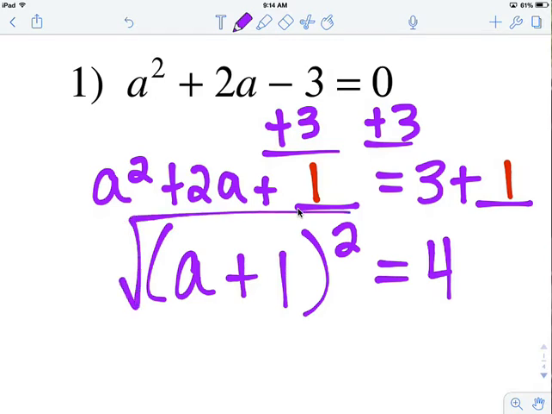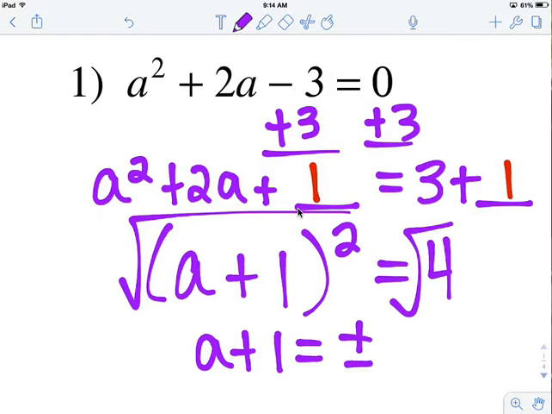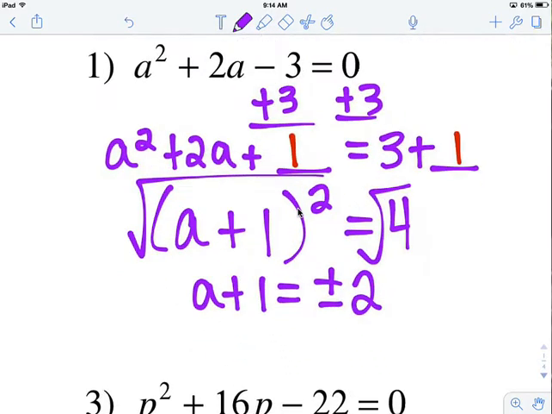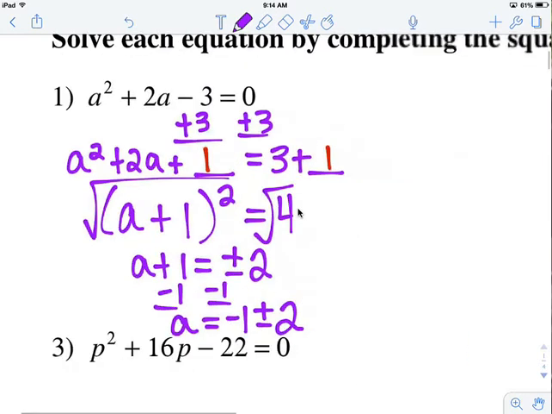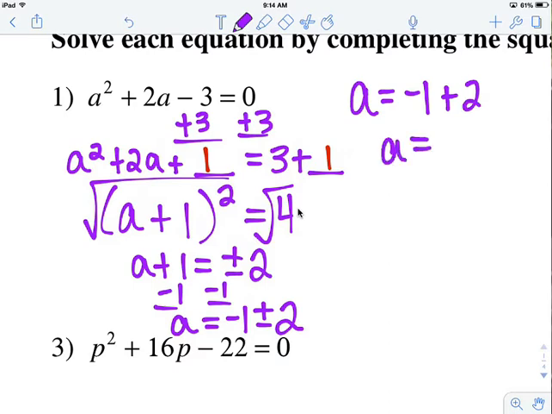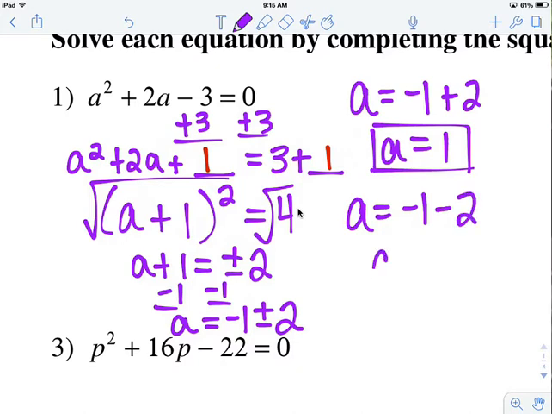From here, I can square root both sides, and I have a plus 1 equals plus or minus 2, because 4 is a perfect square, and the square root of 4 is 2. My last step is to subtract the 1 over, so my final answer is a equals -1 plus or minus 2. When I simplify this, -1 plus 2 is 1. -1 minus 2 is -3. So my two answers on this one are 1 and -3.